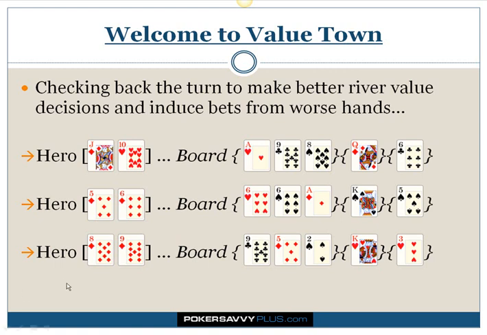In the last situation, very, very different to the first two situations, because we don't have a super strong hand like we do in these situations. We flop top pair with 8-9 of diamonds here.